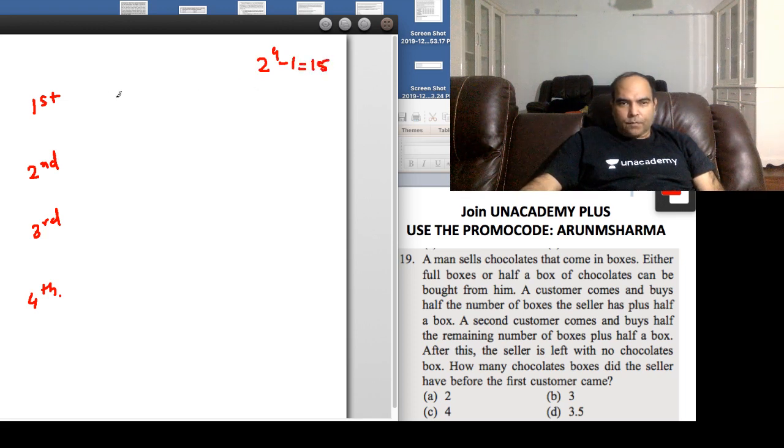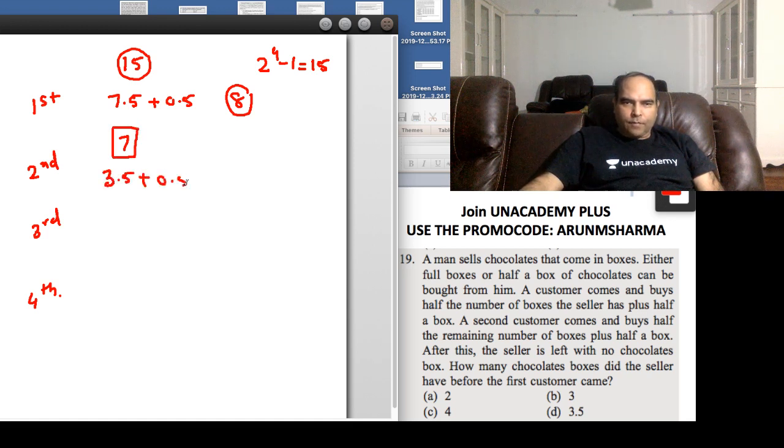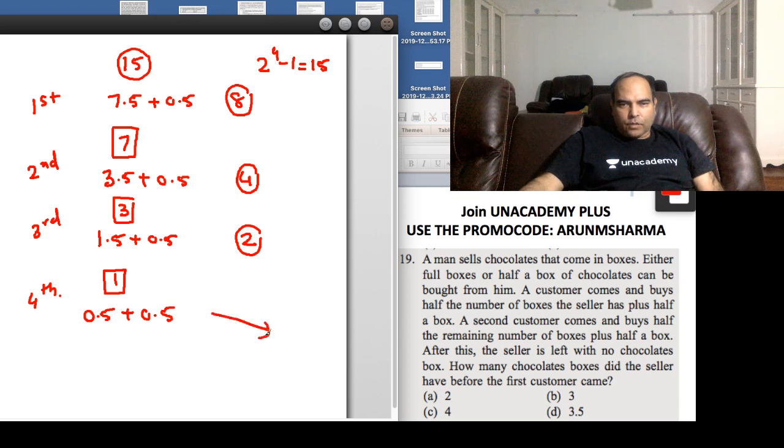In this case, what happens? The first customer, if you're starting with 15, will buy 7.5 plus 0.5. He buys 8. You're left with 7 with the seller. The second customer buys 3.5 plus 0.5. He buys 4. You're left with 3. The third customer buys 1.5 plus 0.5. You're taking off 2 and you're going to be left with 1. And the fourth customer buys 0.5 plus 0.5, and that takes you to 0.